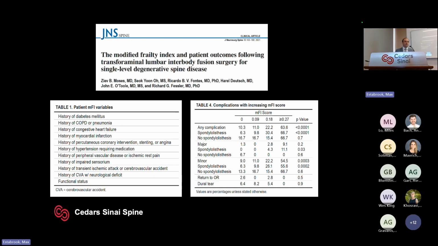A number of them have been applied. One of the most common is called the Modified Frailty Index, which has these 11 components. But what you'll see, and it's not that this is a bad paper, but this is what they all show. They show that here's your complications, here's your study group, and that the patient group that had the complications had a higher frailty index. Okay, so what do you do with that?